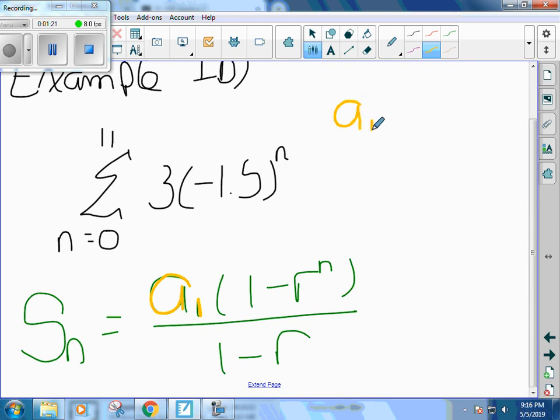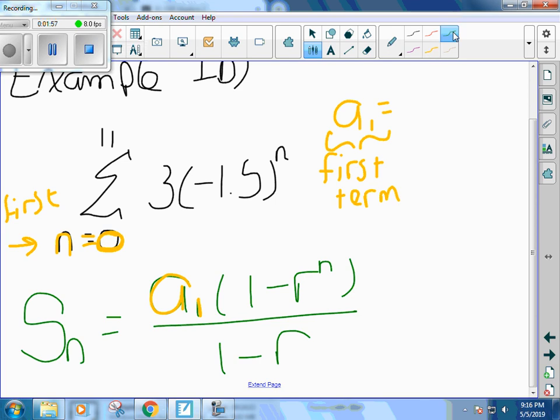For A1, right here, n equals 0. This tells me what my first term is, what I'm going to start with. In the previous example, it was n equals 1, so I started with 1. So A1 represents the first term. With my first term, n is going to be 0.